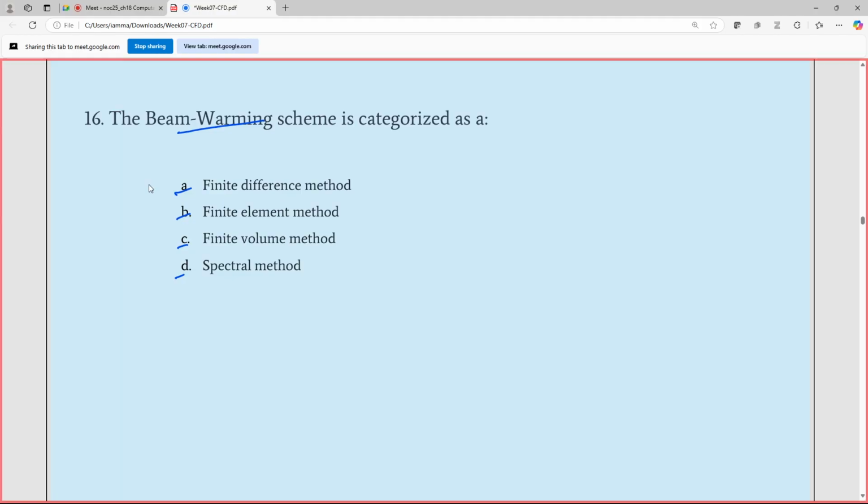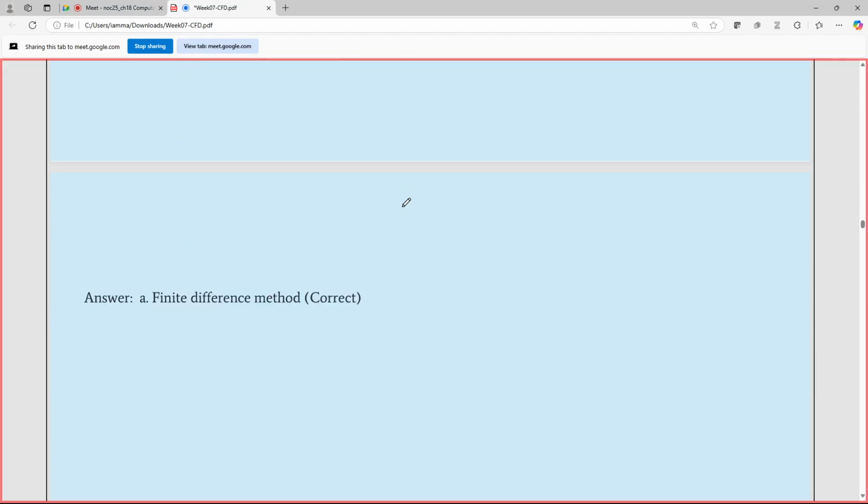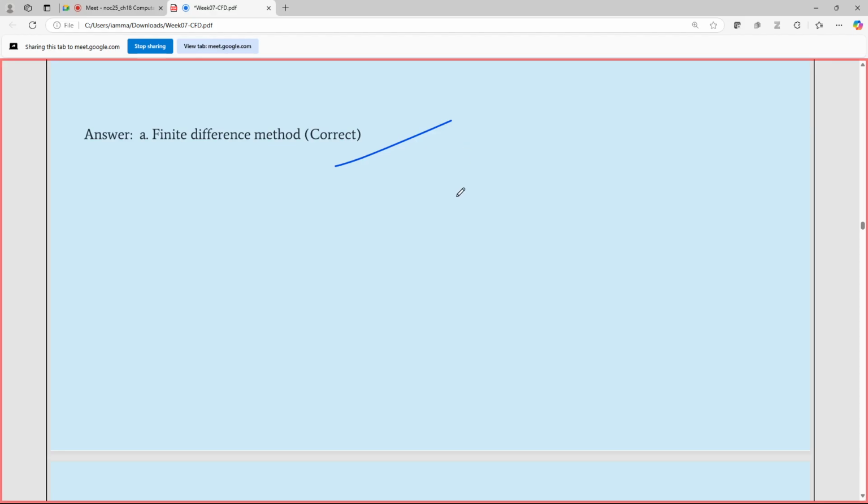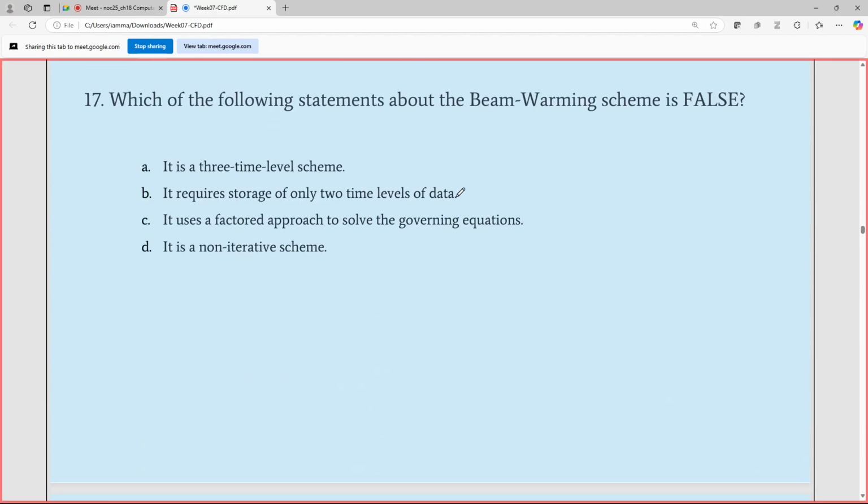Our answer is again option A, that is finite difference method. Beam-Warming scheme is also a finite difference method, which is mostly an ADI, that is alternating direction implicit scheme. Moving on to next question.